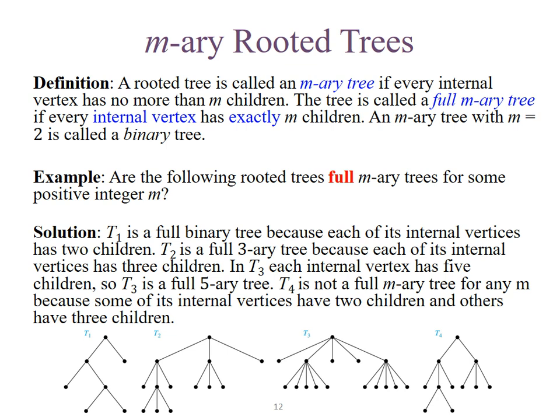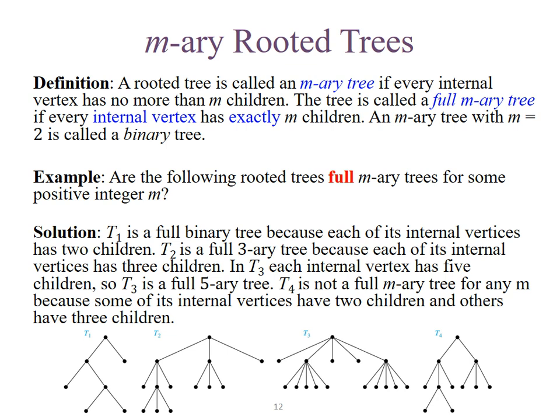Because you can see this keyword is very intuitive. Full means it has the maximum number of children. Okay, so if every internal vertex has n children, we call this a full M-ary tree. Based on this definition, we can accept the following trees, M-ary trees for some positive integer n. So you can replace n with any different numbers.